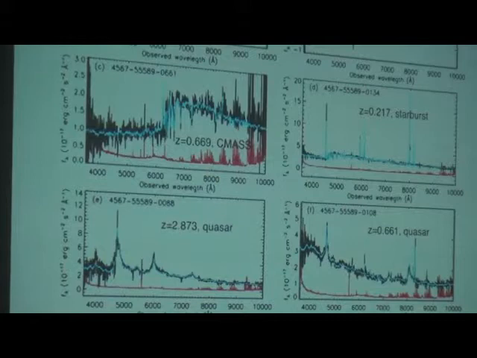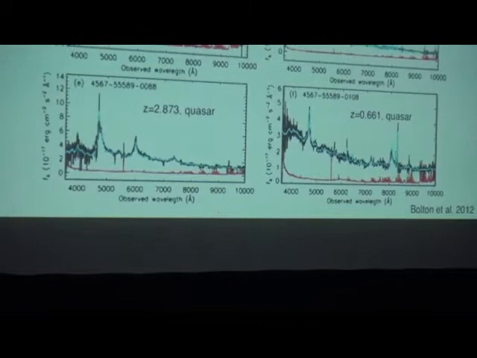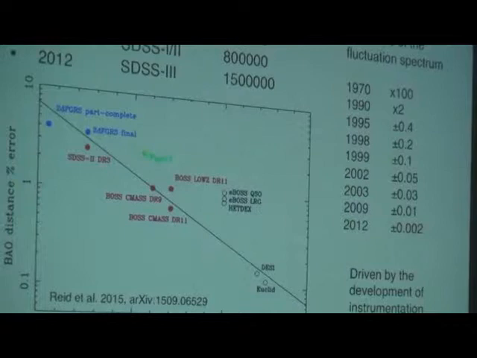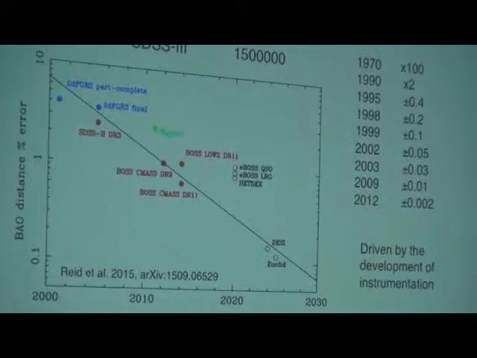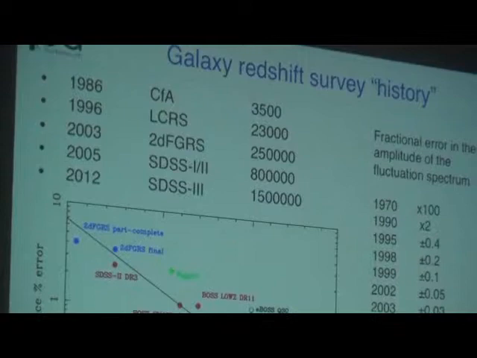There are, for example, absorption lines in the luminous red galaxies that we can pinpoint, we can measure their wavelengths, and then translate through to redshifts of those galaxies. So the galaxy redshift survey history is basically driven by how many of these spectra you can obtain to give you your galaxy survey. So if we go back, what's this now, 30 years, then we have a landmark survey called the CFA survey, where they measured spectra for 3,500 galaxies.